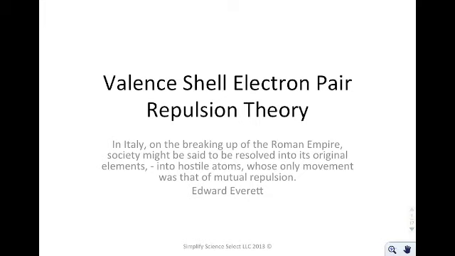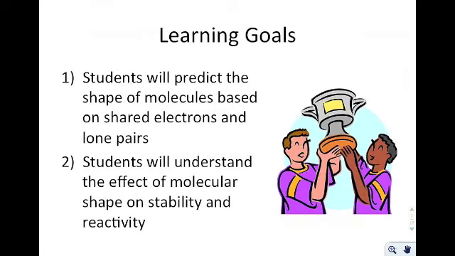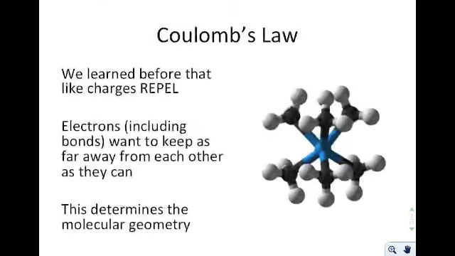Mutual repulsion. And that's particularly relevant in this aspect because we're looking at electron pairs, which, remember, are negatively charged. Okay, and we know that they're going to repel from one another. So our learning goals are that students will be able to predict the shape of molecules based on shared electrons and lone pairs, and understand the effect of molecular shape on stability and reactivity. So the electrons are important in determining the shape of molecules as well as how they react.